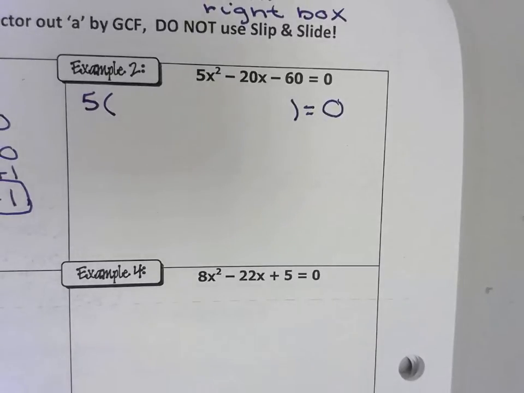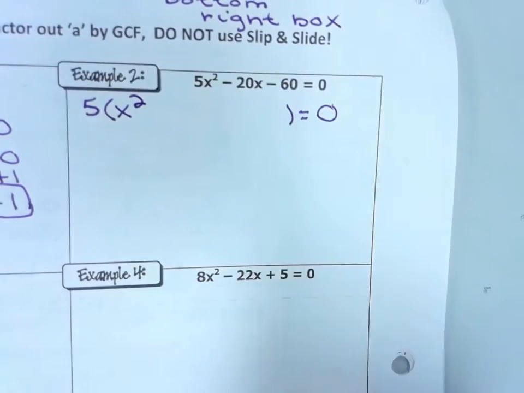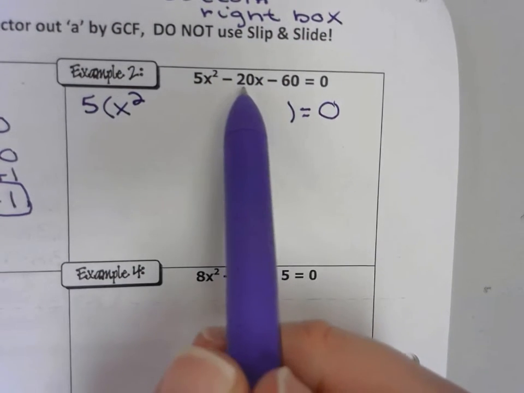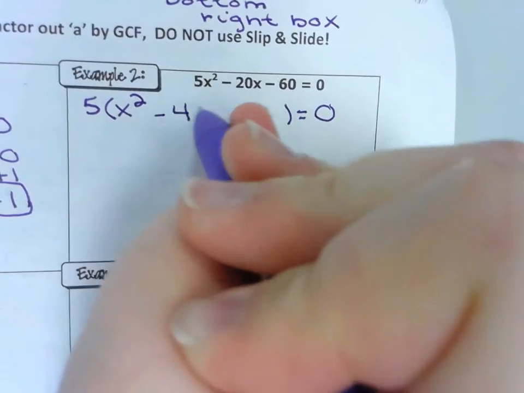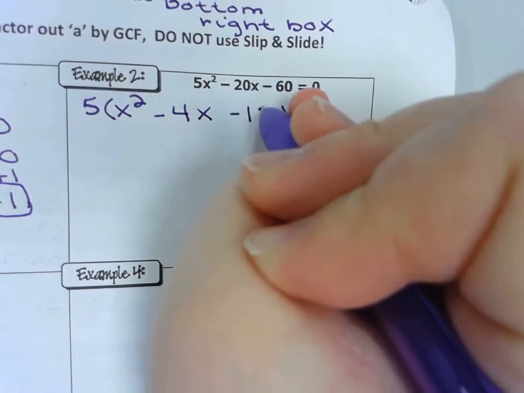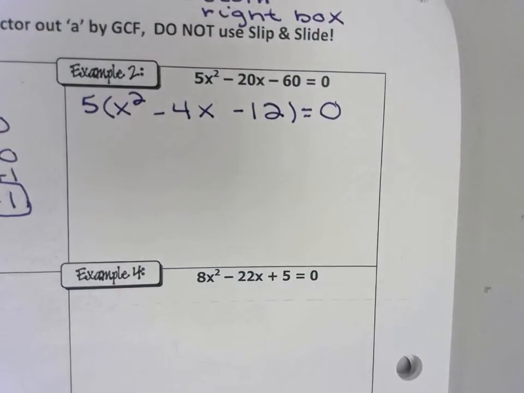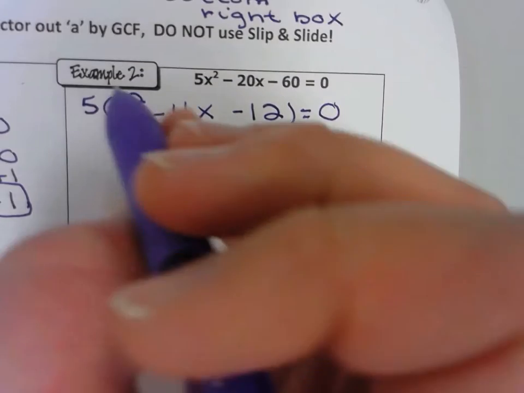So as I look at this, I take a 5 out front, and let's see what's left. So 5 times what gives me 5x squared? X squared. Then I look at my next term. 5 times what gives me negative 20x? Negative 4x. And then 5 times what gives me negative 60? Negative 12. If you don't know, divide it out on your calculator. 60 divided by 5. So 5 times negative 12 is negative 60. So take out a GCF.